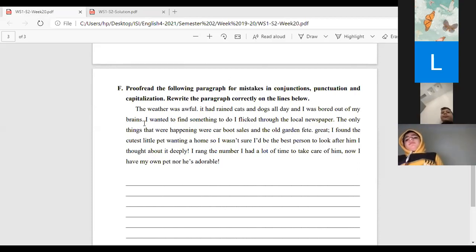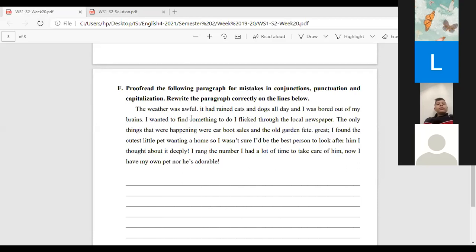Example, let me give you an example. The weather was awful, period. It had rained cats and dogs all day. For example, here, the first mistake is that I is a small letter. So it must be capitalized. Okay. The first mistake is that I have to capitalize the I in It. That's it. Then you continue reading to find the rest of the mistakes and you have to correct them. Okay.